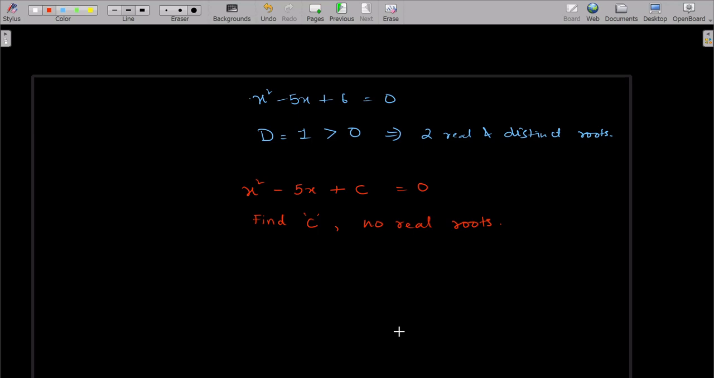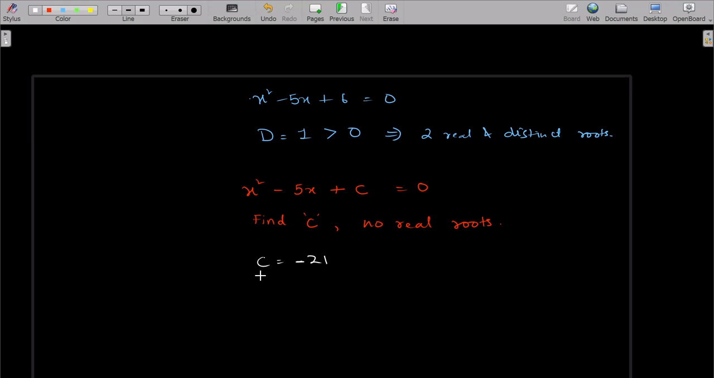Is it minus 21? Minus 21. Okay, can you tell me how you got minus 21? I did negative 5 squared minus 4 times 1 and then times c equals 0, and then solve for c.